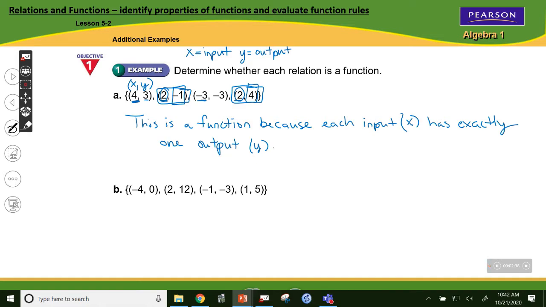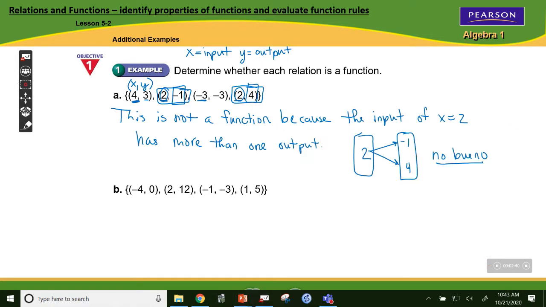So I'm going to write that, and I'll be right back. I've rewritten my answer, which is excellent. I'm glad you saw that mistake. It says this is not a function because the input of x equals 2 has more than one output. Our input of x equals 2 has an output of -1 here and 4 here, and that is not possible when you have a function. I drew a little diagram where my input of 2 is going to two separate outputs, -1 and 4. That is no good. If you can draw something like that, then the relation you are given is not a function.